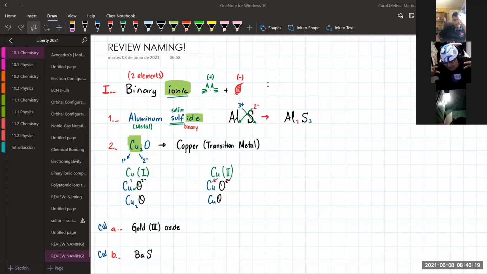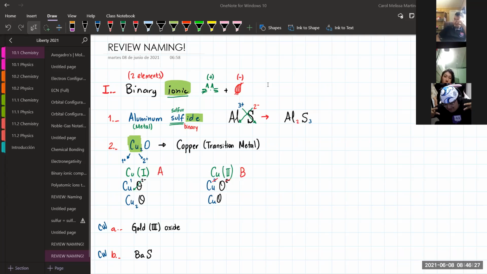So, what compound corresponds to the exercise? Compound A or compound B? A. A is exactly the compound that was given in the problem. So the charge that copper used in this exercise was the charge of 1.